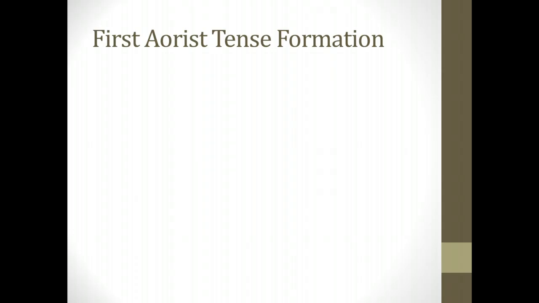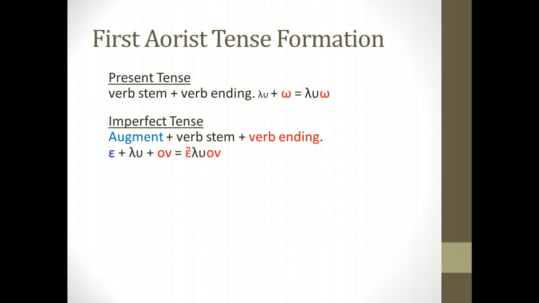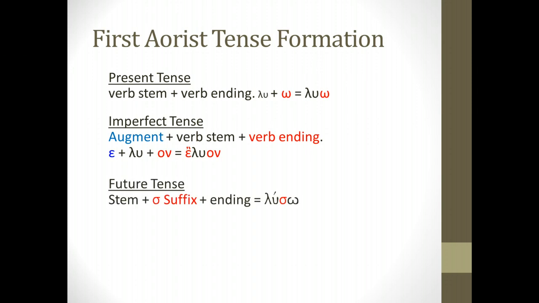Now, how do we form the aorist tense? Well, in the present tense, remember we had our verb stem plus our verb ending, which then resulted in our present tense of luo. In the imperfect tense, you learned about how to use augments. And in the imperfect tense, we used our augment, then our verb stem plus our verb ending, and we ended up with something like eluon, which was "I was loosing." In the future tense, you learned how to use suffixes, in this case specifically the sigma suffix. We took our stem, we added our sigma suffix to the ending, and that became our future tense, luso, "I will loose."